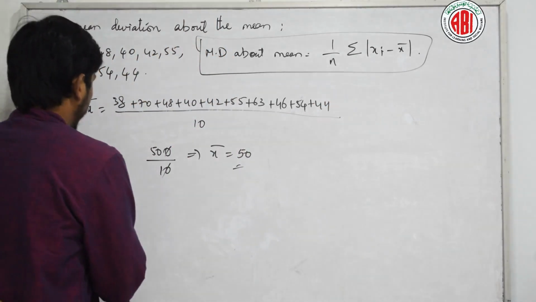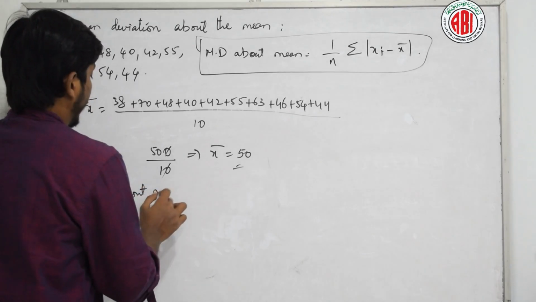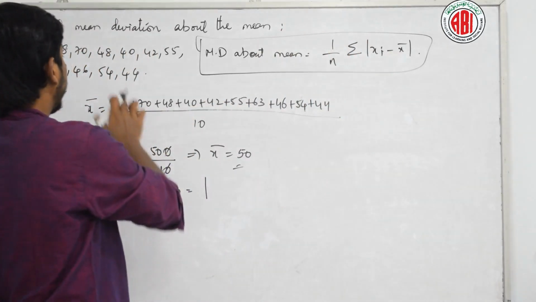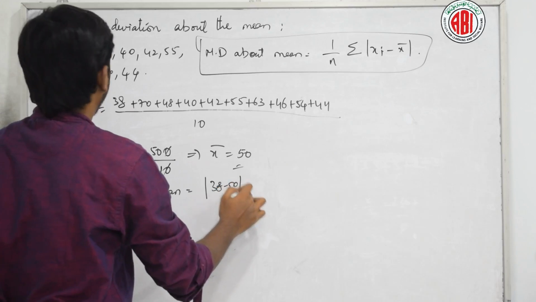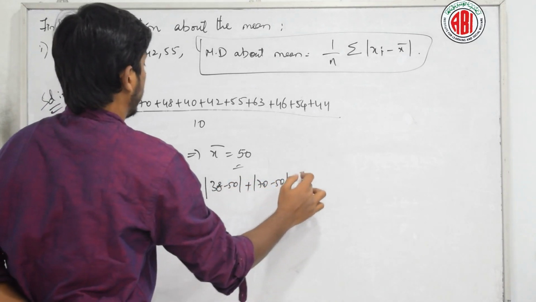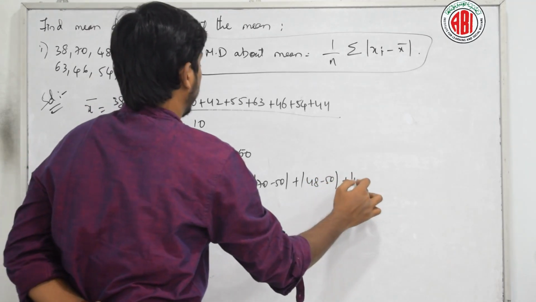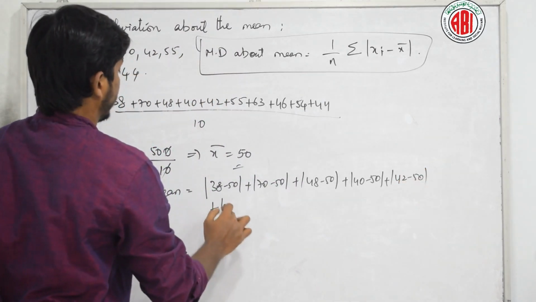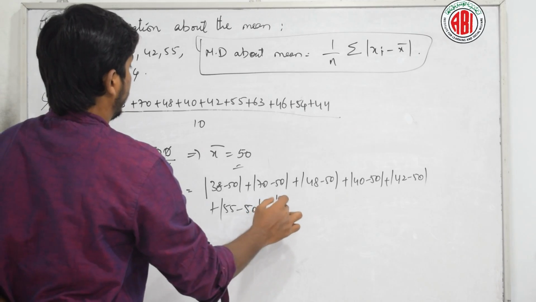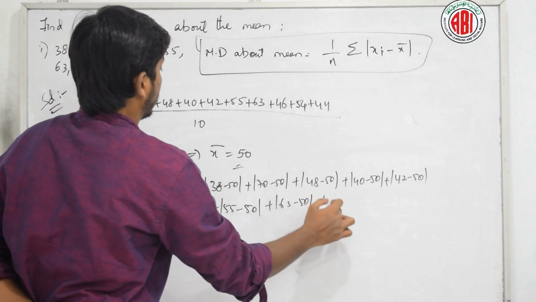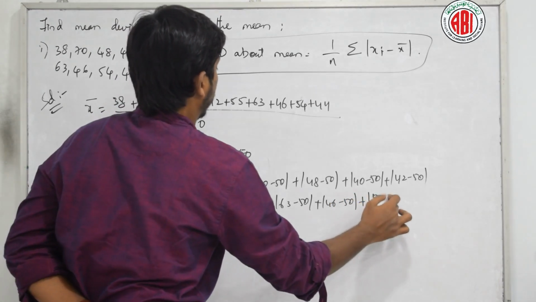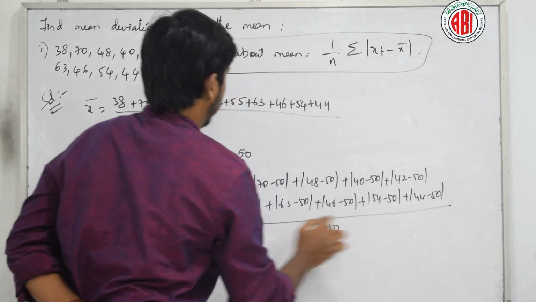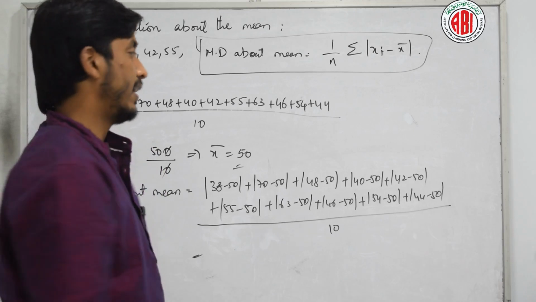How do we do? Mean deviation about mean is equal to modulus of xi minus x bar, that is 38 minus 50 plus 70 minus 50 plus 48 minus 50 plus 40 minus 50 plus 42 minus 50 plus 55 minus 50 plus 63 minus 50 plus 46 minus 50 plus 54 minus 50 plus again 44 minus 50, whole divided by again n, which is 10. Is it clear? Now let us add everything.